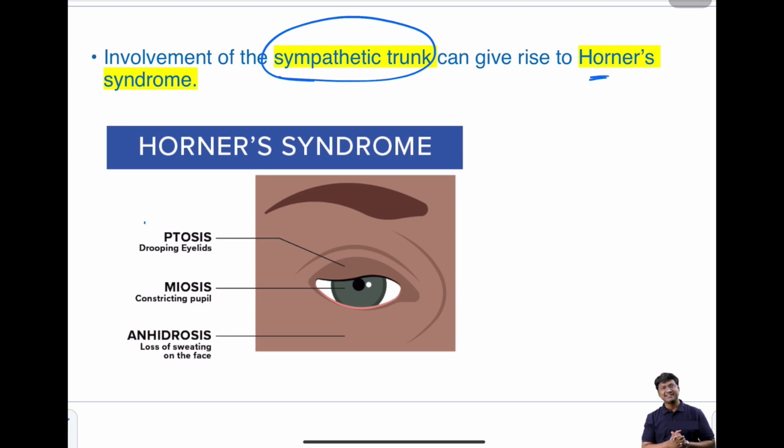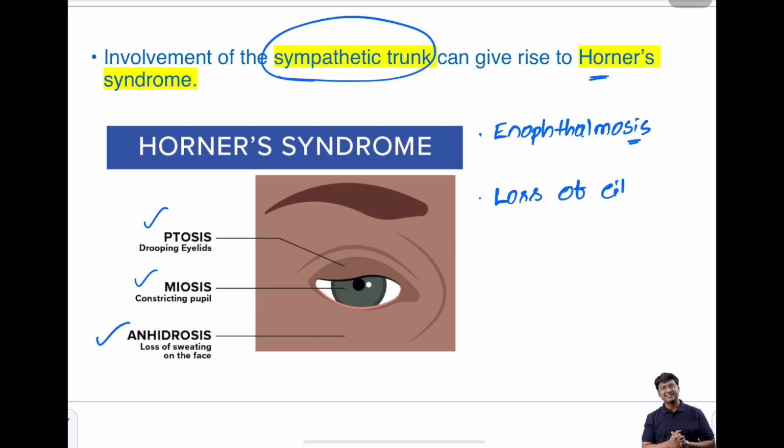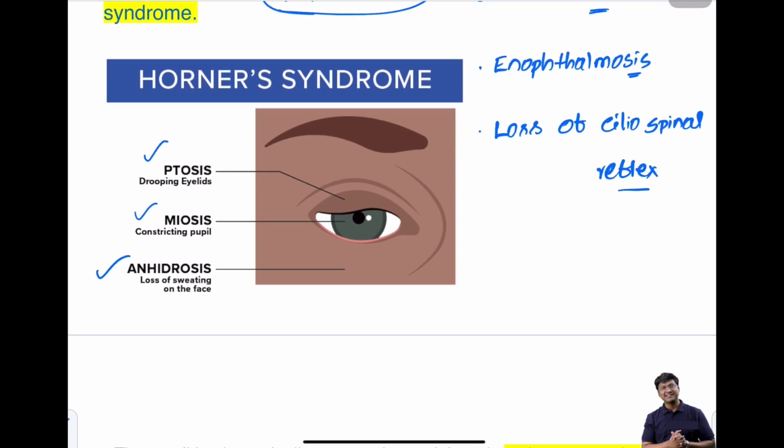So what are the components of Horner syndrome? There is ptosis, where there is drooping of the eyelids, miosis, where there will be constriction of the pupil, and anhidrosis, where there is loss of sweating, and they also have enophthalmos. So what is this enophthalmos? Enophthalmos is inward movement of the eyeball. That is what is called enophthalmos. And finally, there is loss of the ciliospinal reflex.